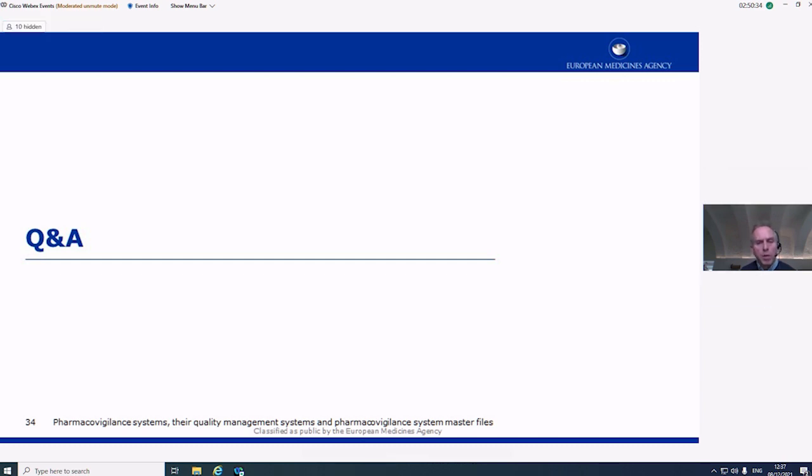Thank you very much, Peter, for that further clarification. Another question from Rahul van Lieshout. Can you please explain what is expected to be provided in Annex 5.2 and Annex 2.4 of the PSMF? The difference between these two is not completely clear.